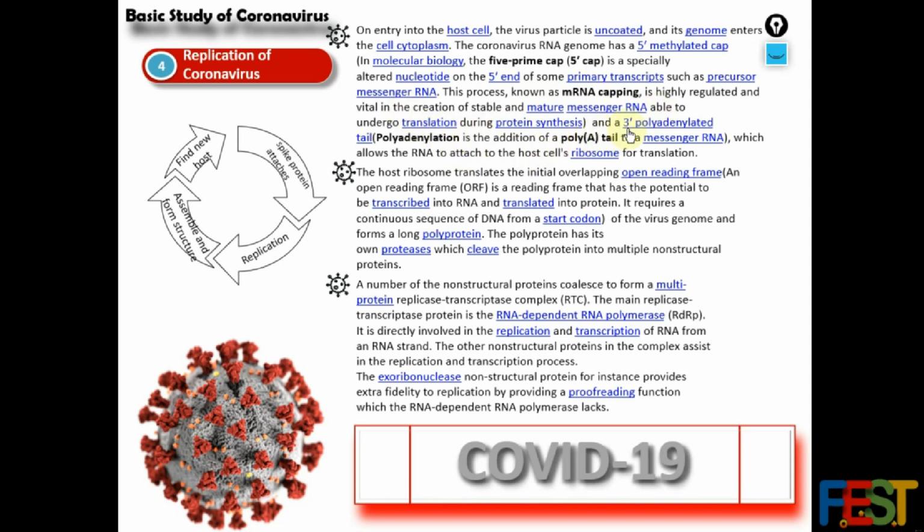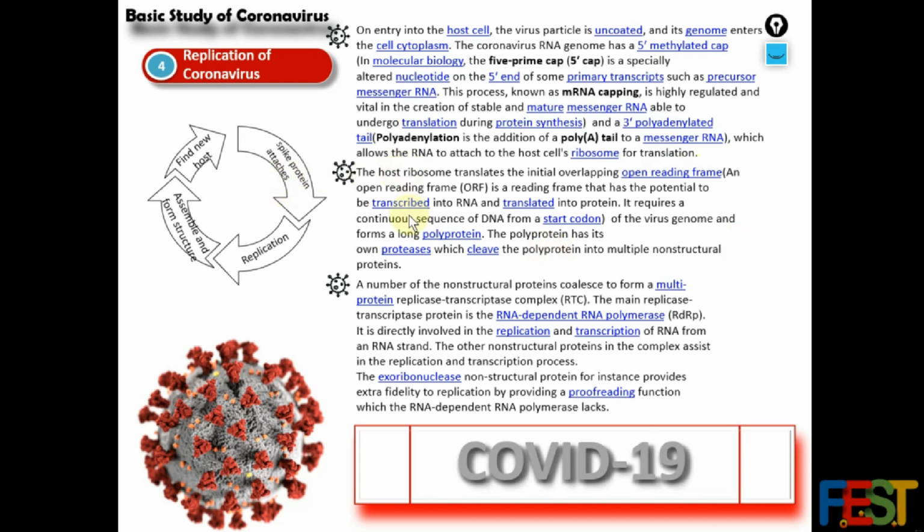And the 3 prime polyadenylation, the addition of a poly A tail to the messenger RNA, allows the RNA to attach to the host cell ribosome for translation. Okay, very simply you will understand.